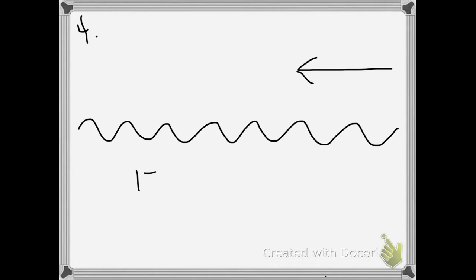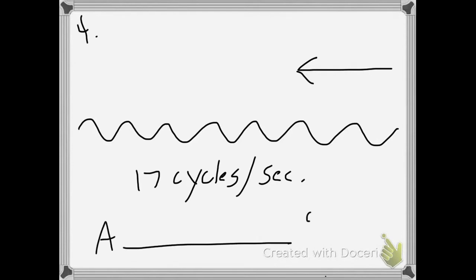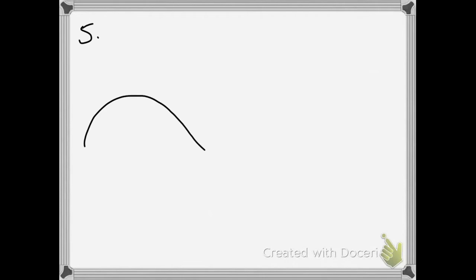So now what I'm going to do for you, in this picture, the waves are moving toward the left, or propagating to the left. Let's say there are 17 cycles per second, meaning crest and trough, 17 of them pass you in a given second. So what is that called, the A word or the P word? Okay, this is wave amplitude or wave period.